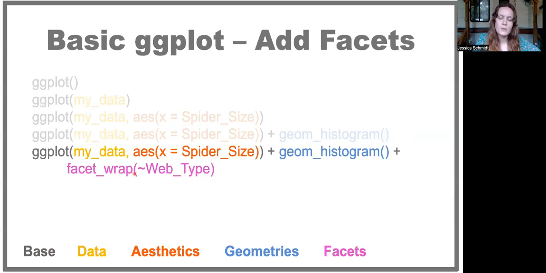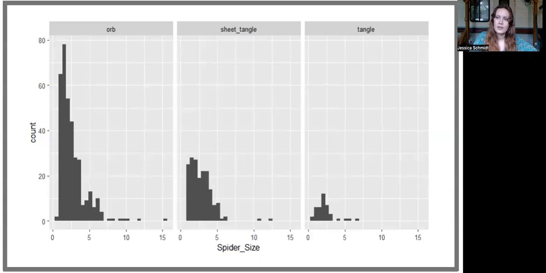Okay. So this is what we're doing. We're creating our panels based on web type. So every different type of web should have its own histogram. And here we go. Pretty cool. We have our orb web type, our sheet tangle web type, and our tangle web type. And all of them have a different histogram for their spider size. So right away, we can see that there is a whole different situation for each one of these. So it's really easy to just compare right off the bat what's going on with our spider size histograms in these different web types. Awesome.